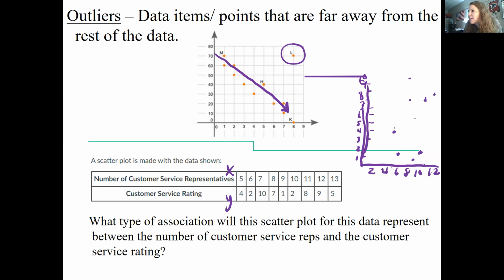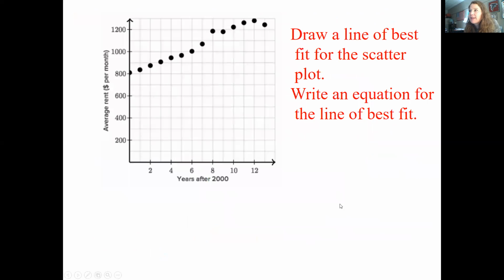So do you think there is a correlation between the number of customer service representatives and customer service ratings? I don't see a trend. There's dots kind of everywhere, right? Some of them are down here at the bottom, some of them are way up here at the top. I would say there's no correlation between the number of customer service representatives and the customer service rating. You can make an assumption by just looking at the numbers, but you really won't know until you sketch it out. So be careful when you have a question like that.